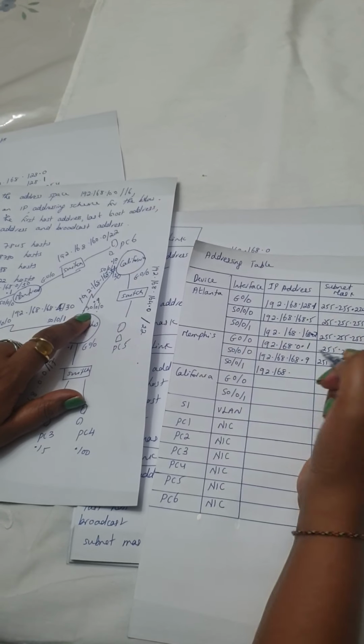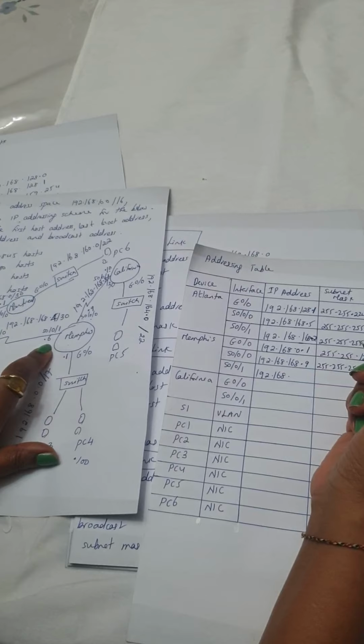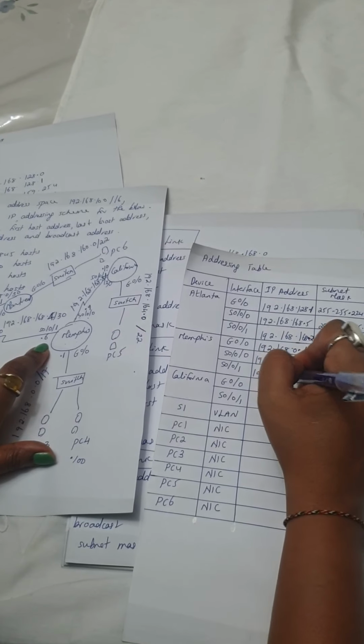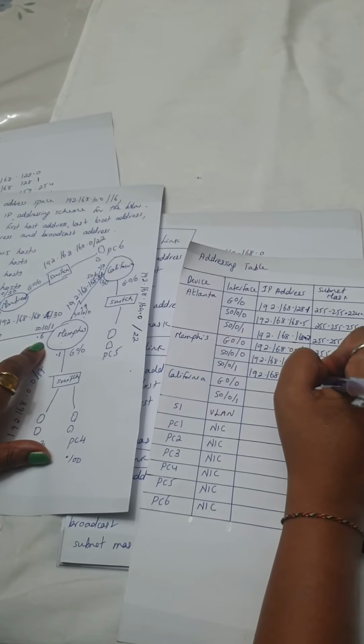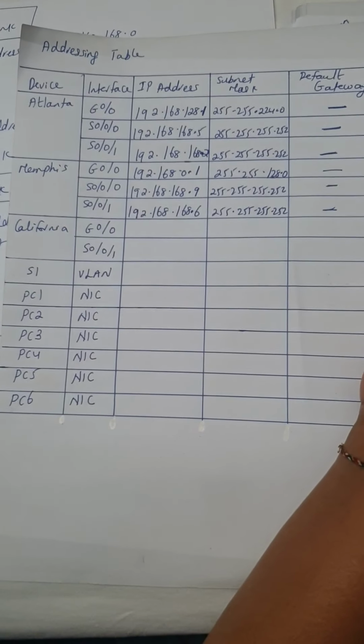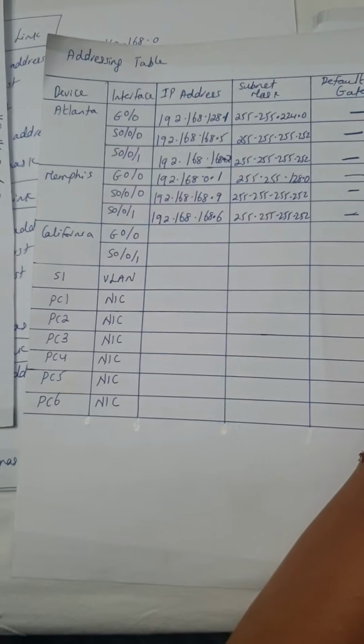Serial 0/0/1. It's here. 192.168.168.6. Again, it's a serial interface. It has the same subnet mask. Good. Next, we have California to fill up.